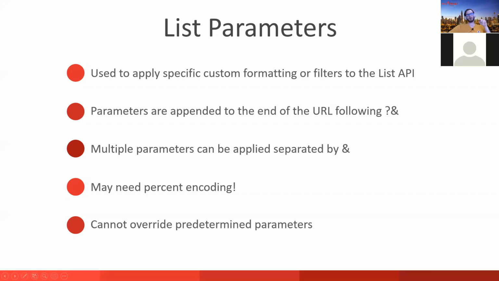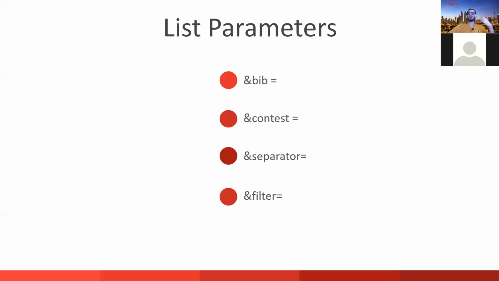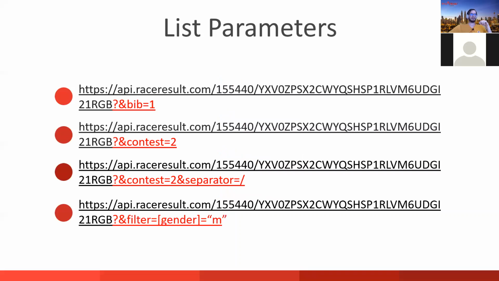These parameters also cannot override any predetermined parameters, and that's important partly for security and partly also so you can't do anything too stupid with those. So if we've got a list API, we could append the parameters and bib equals, and that would load for just a single bib. We can filter by just a specific contest using and contest equals. We could change the text separator, so with a semicolon, a /, whatever you wanted it to be. Or we can apply a custom filter. So these filters will apply on top of your output list that you already have set up. And I have some examples.